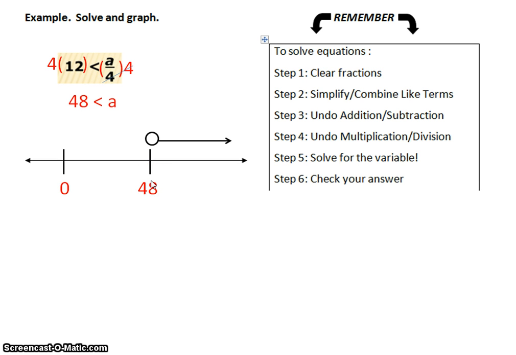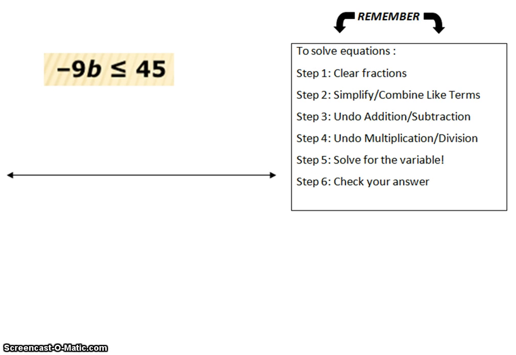Let's take a look at our second example. I've got negative 9 times b is less than or equal to 45. There are no fractions to clear, so we're going to move on to isolating the variable. b is being multiplied by a negative 9. I can undo that multiplication by division, as long as I divide the right-hand side by the same number. I'm going to divide by negative 9 on the left-hand side and the right-hand side.